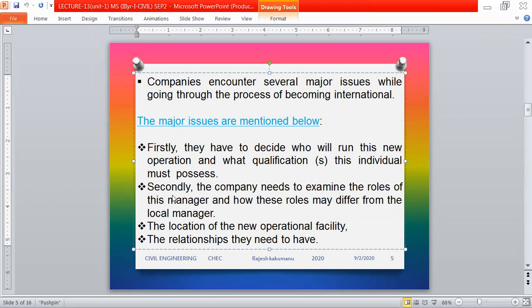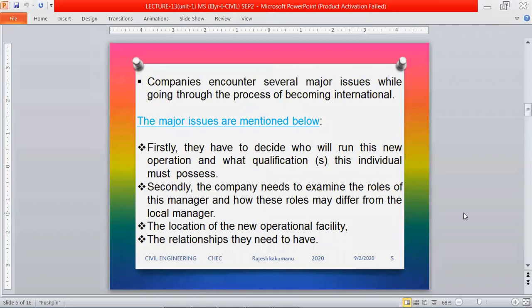So directly, instead of Chennai and other states, Karnataka, Tamil Nadu, you want to expand directly into Malaysia and Thailand. Then you have to see the differences in the roles, how they differ from the international manager to the local manager. Next, the location of the new operation facility, the relationships they need to have. So you have to check all this information before you expand from the local market, right?